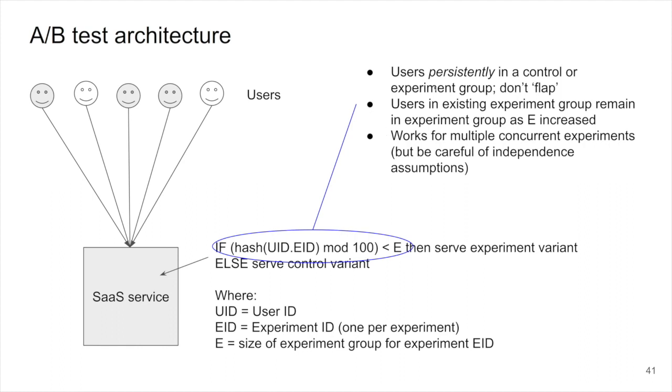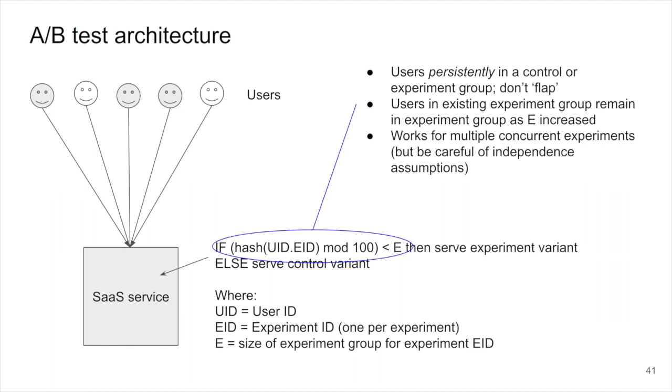Secondly, if a user is in an experiment group for low exposure, for low E, then they remain in the experiment group as E is increased. So if we start an experiment small and then ramp it up, then we don't cause users to go from an experiment group back into a control group ever. Once you've been in an experiment group, once you're exposed to the experiment, you remain exposed to the experiment. So again, we don't have people flapping from the experiment into a control group and back, which again would sort of ruin the test.